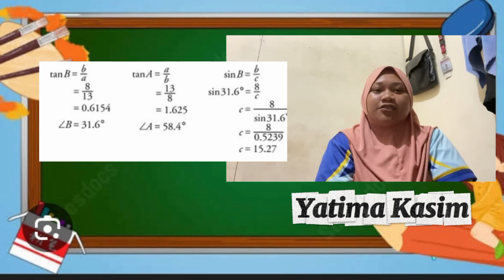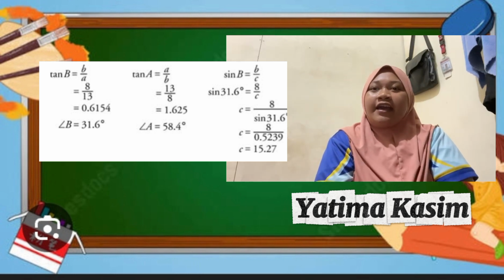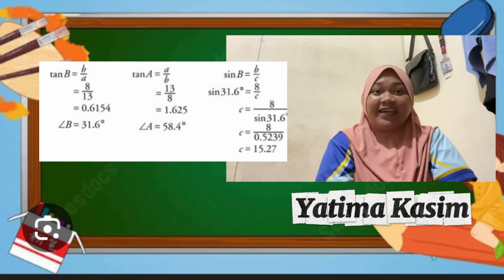Angle B equals 31.6 degrees. Then tan A equals 13 over 8, which equals 1.625. Angle A equals 58.4 degrees.